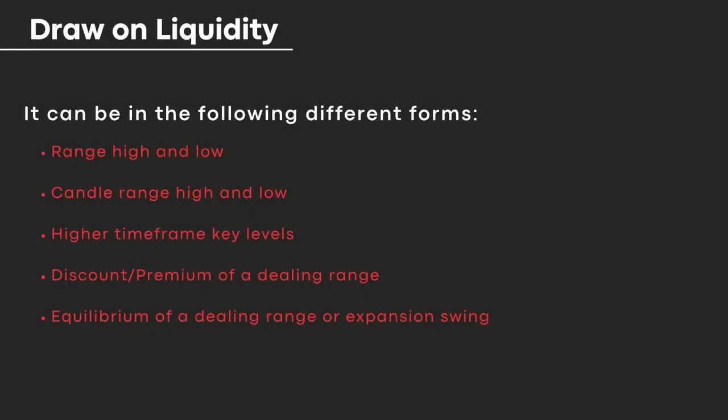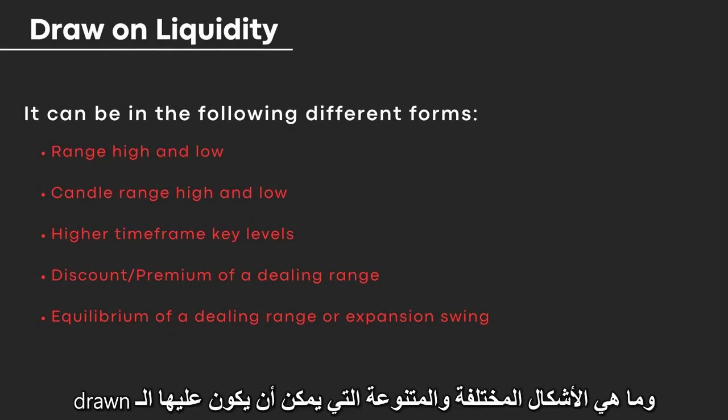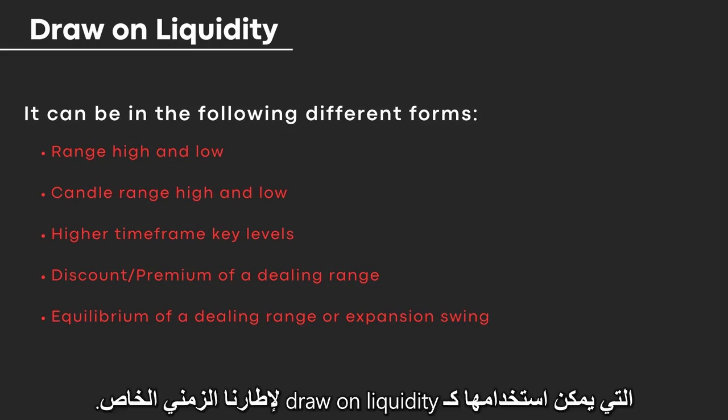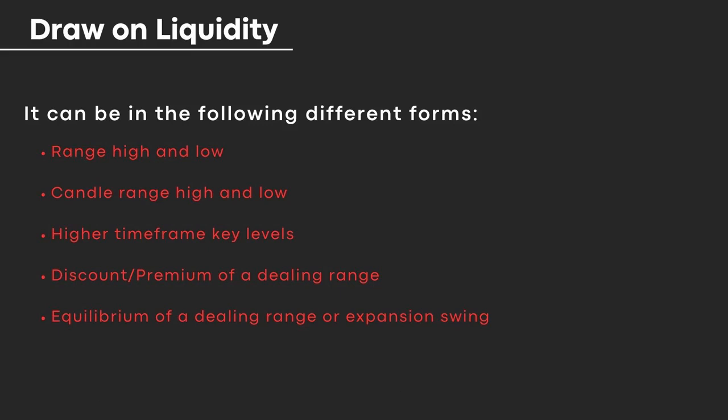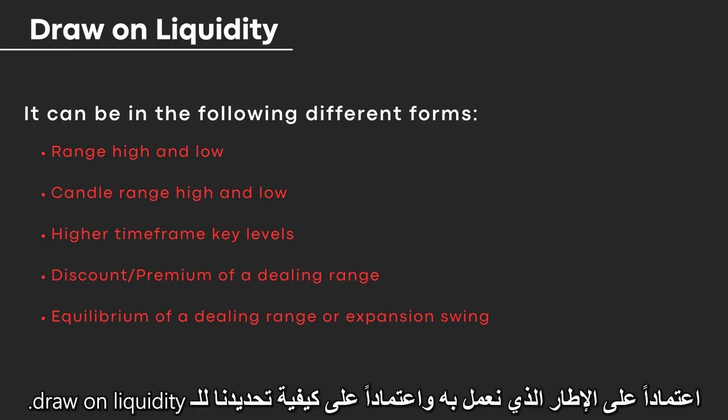Moving on to the next slide, in this slide we're going to discuss how drawn liquidity can present itself in different forms, and what the various forms are that drawn liquidity can take, right? We'll also see what the different entities are that could be used as drawn liquidity for our respective time frame. So we've got these different forms in this list which could potentially be used as drawn liquidity, depending upon the framework that we are working with and how we are determining our drawn liquidity.